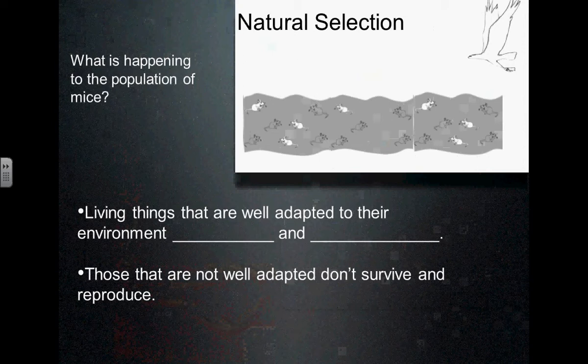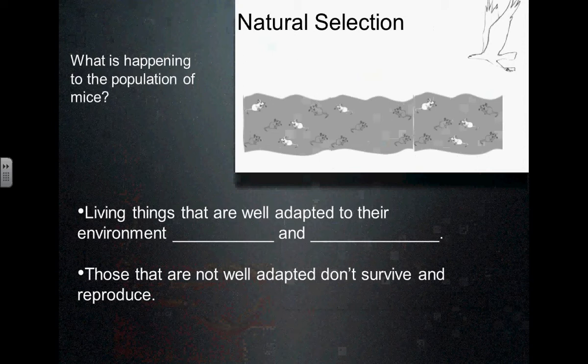Which ones do you think are going to be eaten more by this bird? Lighter ones? How come? Because they're easier to see. Yeah, they stand out more. So probably the birds are going to eat those more often than they eat the gray ones. So as they do that, what's going to happen to these mice? The lighter color ones are going to start to become fewer and fewer because they're eaten more often.